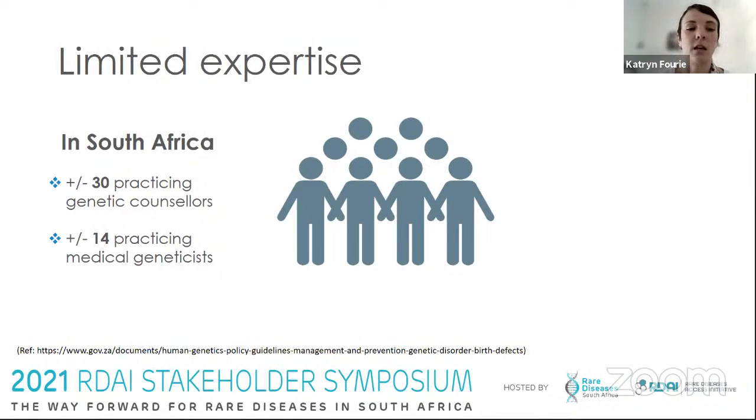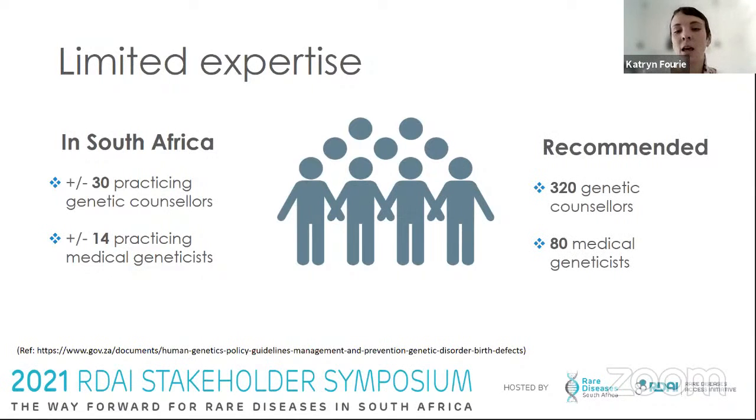So discussing information about the condition, inheritance patterns, identifying at-risk individuals, further testing, and so on. We often work very closely together. It's recommended in South Africa that there should be around 320 genetic counselors and 80 medical geneticists. So vastly understaffed, or whatever you want to call it.